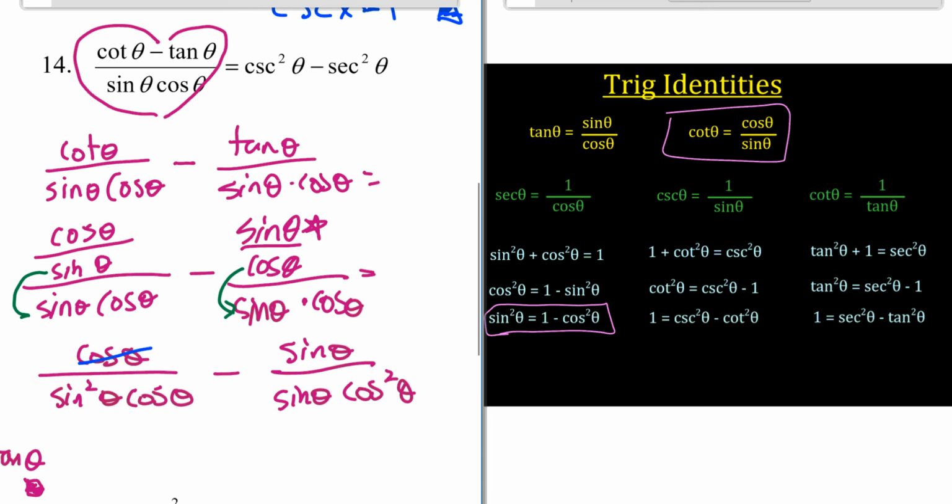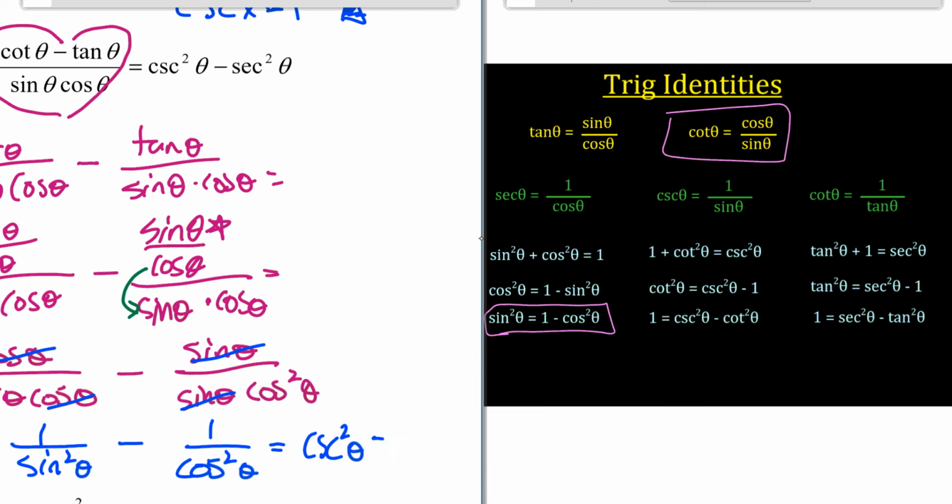So cosines can cancel out. We got 1 over sine squared theta. Sines are going to cancel out, and we've got 1 over cosine squared theta. Well, what's 1 over sine squared? That is cosecant squared. And what's 1 over cosine squared? That is secant squared. And that is exactly what we needed to get to. We had to get to cosecant squared theta minus secant squared theta. So really understanding how fractions work, all that stuff is coming into play here.